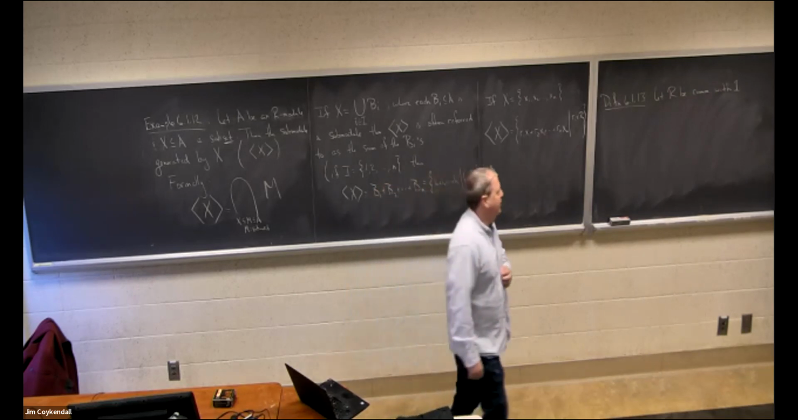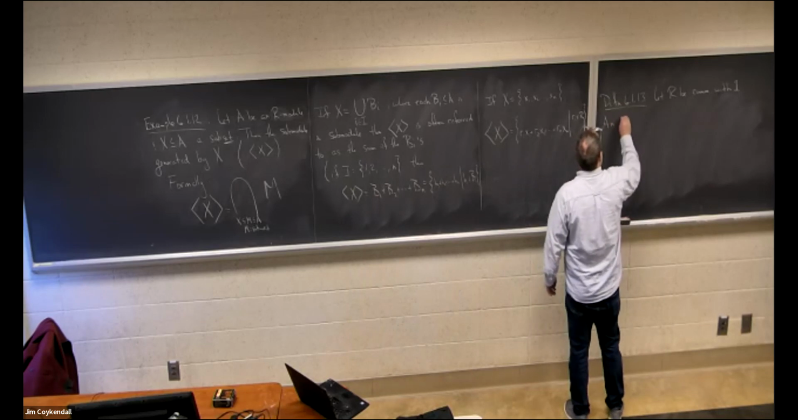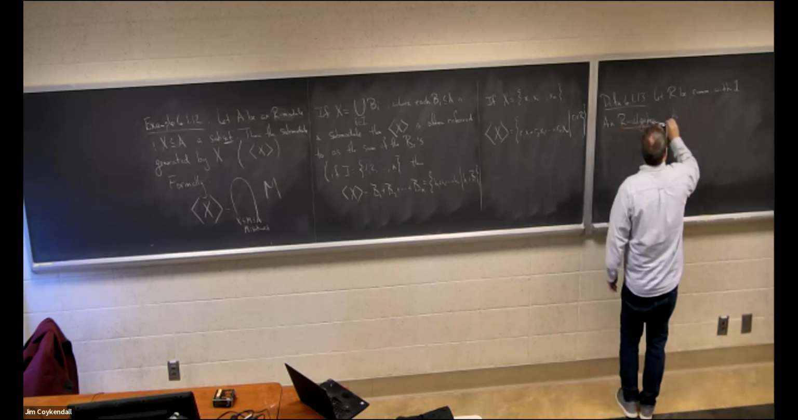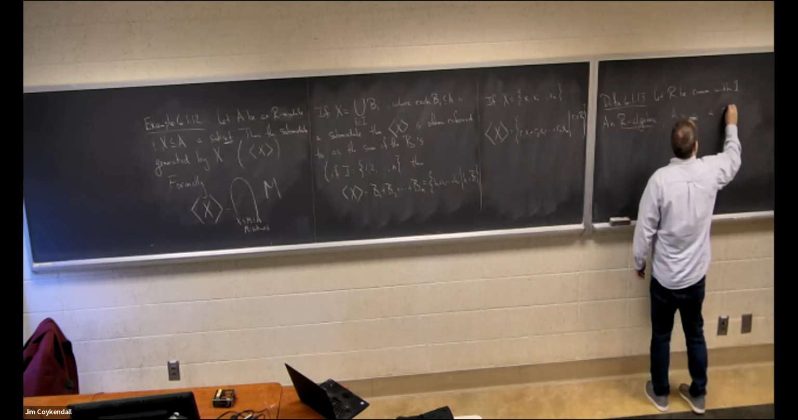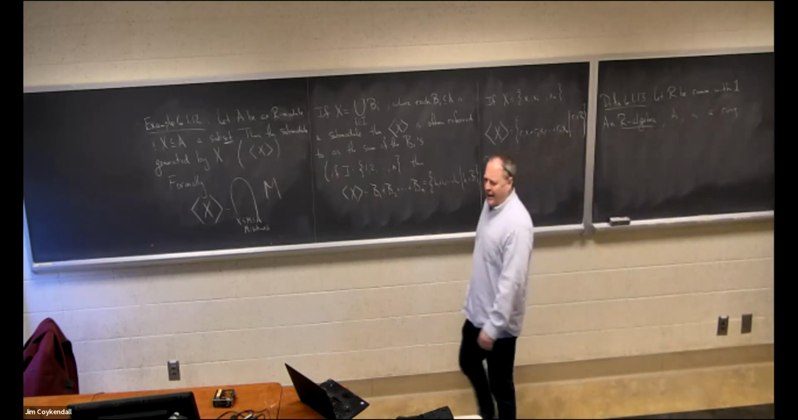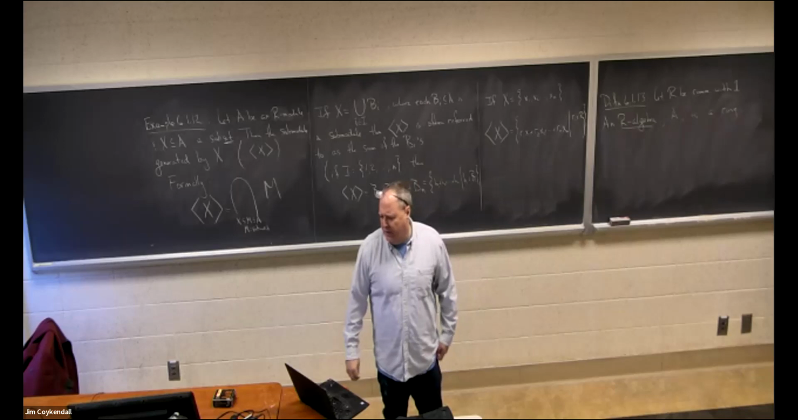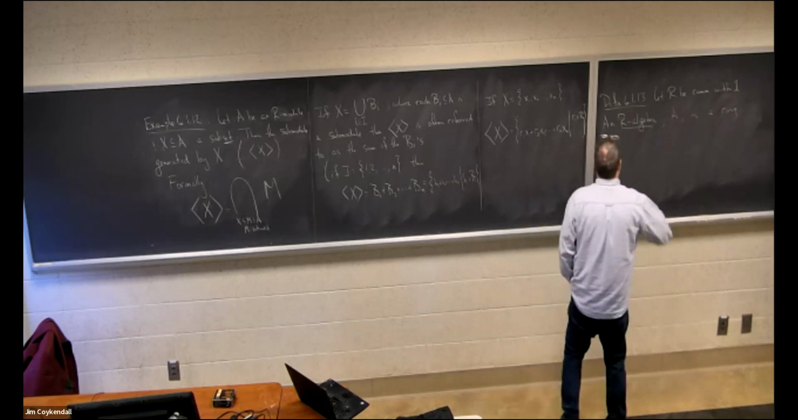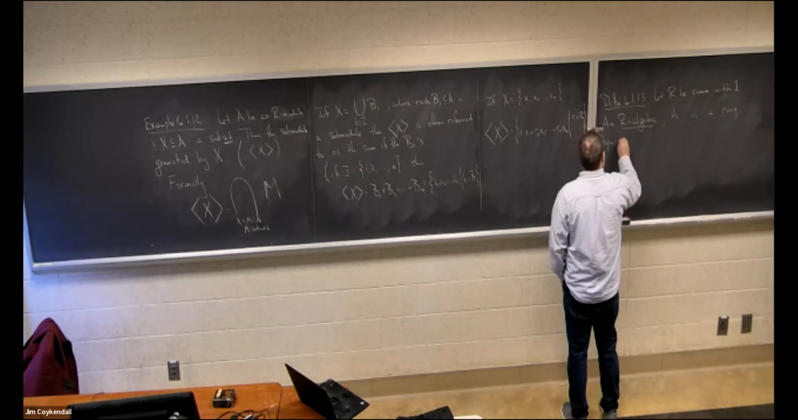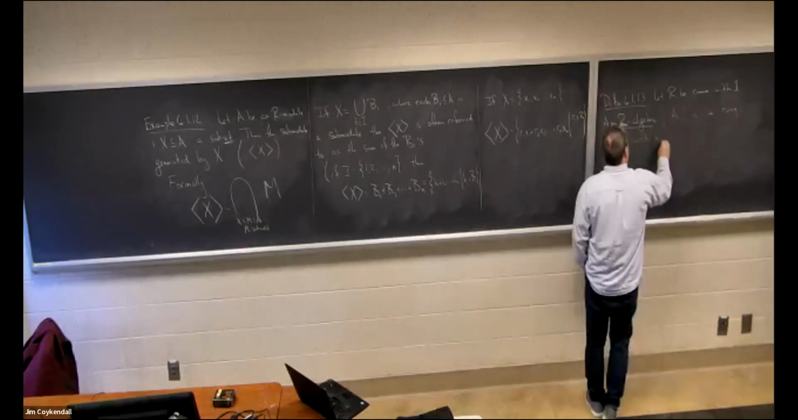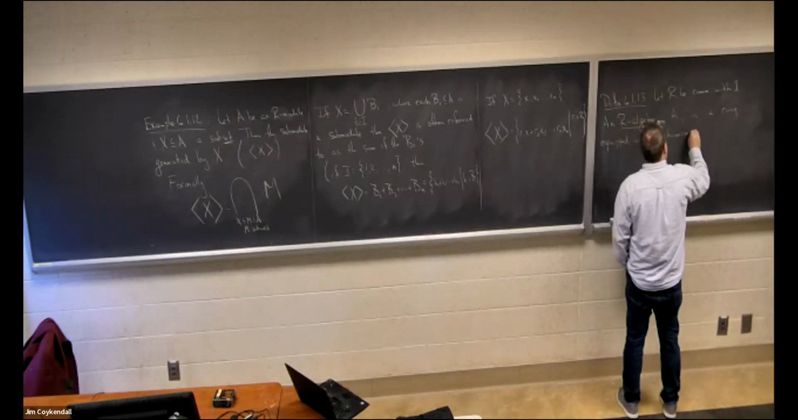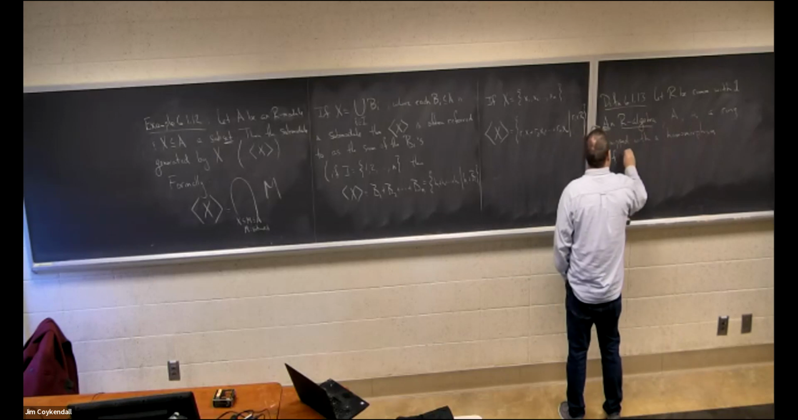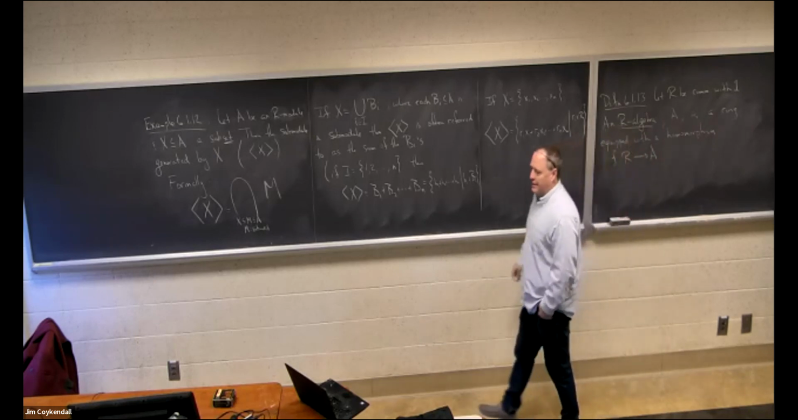An R-algebra A is a ring. And it has a special intimate relation with the ring R in the following sense. There is a homomorphism of rings f from R into A.